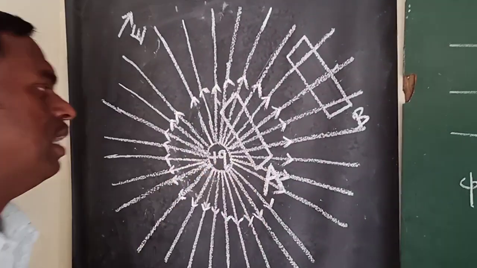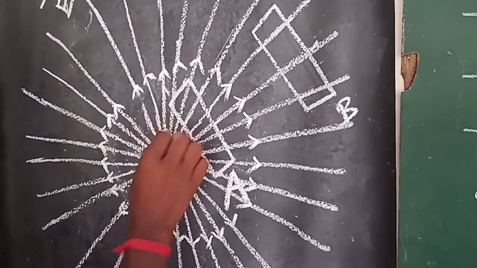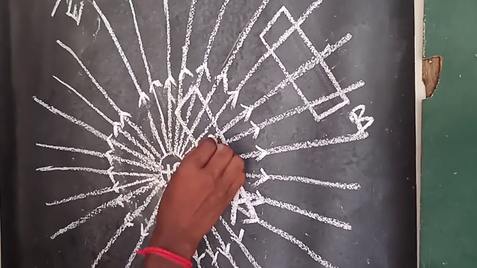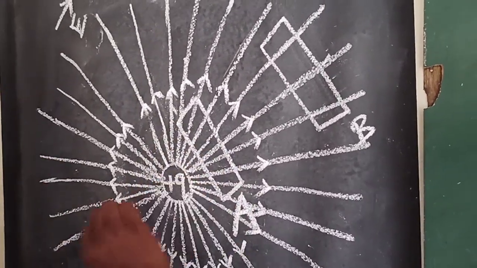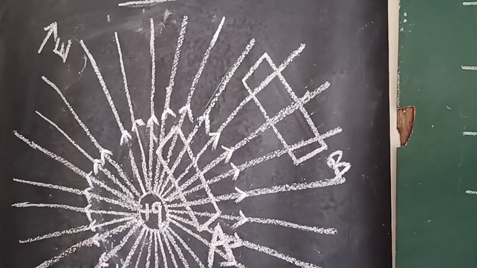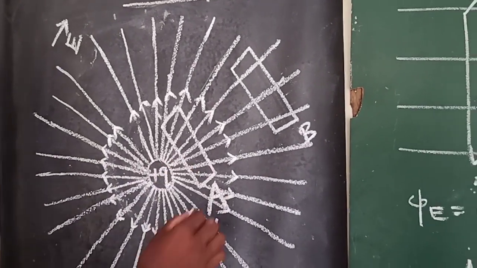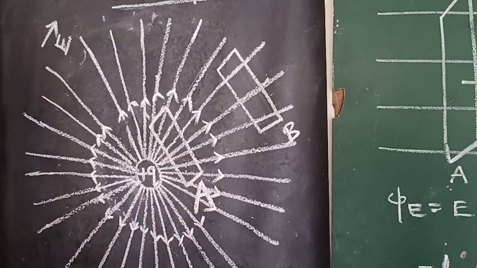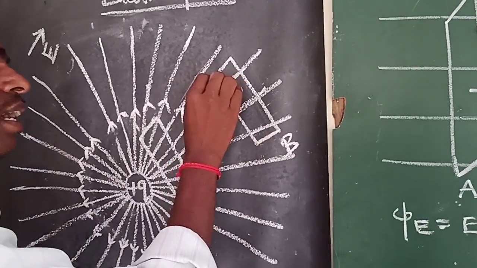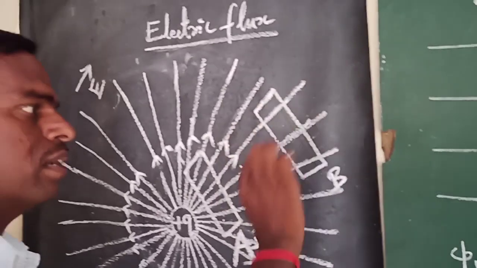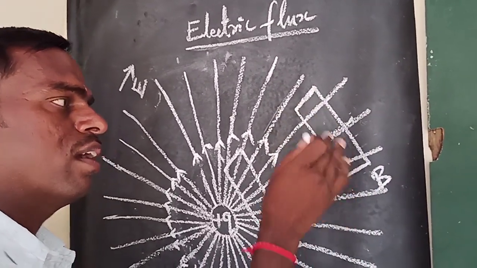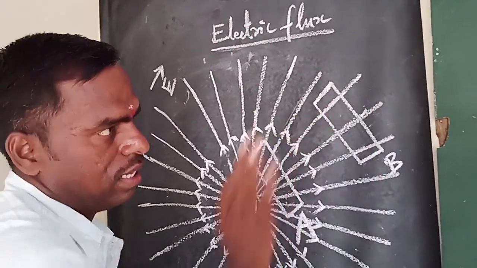Now in region A, the number of lines: 1, 2, 3, 4, 5, 6, 7, 8, 9. Nine lines are crossing this area. So the electric flux is 9. In region B, the number of lines crossing the area is 3 lines. So the electric flux is 3.